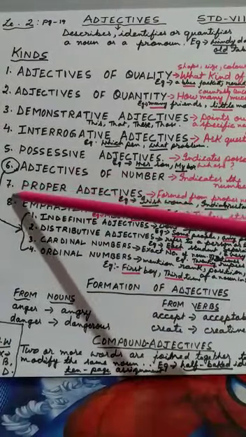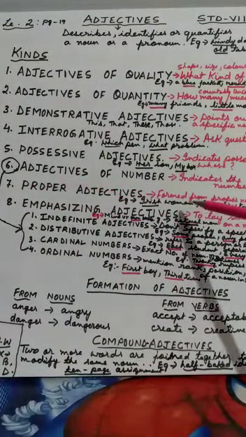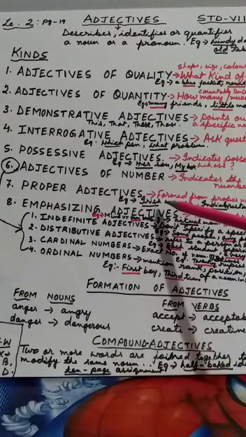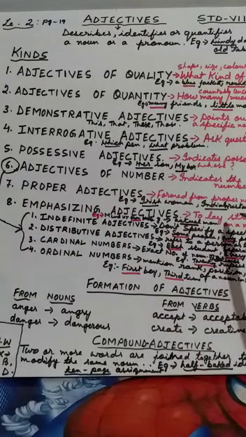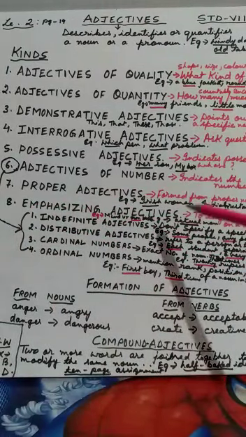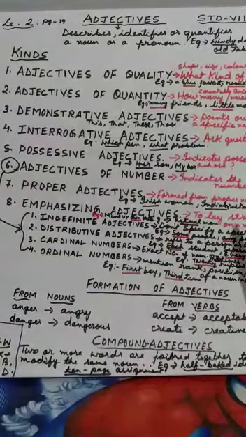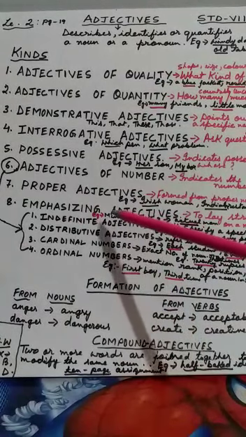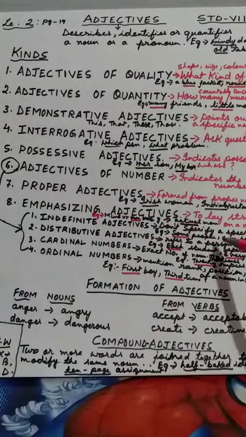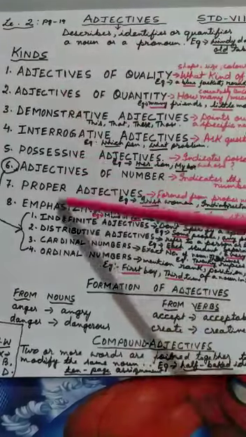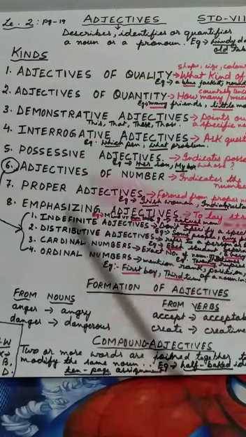Now the 7th one is proper adjective. Proper adjectives are formed from proper nouns. Proper nouns like Irish woman. So Irish is a proper adjective. Indian restaurant. Indian is a proper adjective. Then the last one, number 8, emphasizing adjectives. Emphasize means to lay stress upon something, to lay stress upon a noun. Like for example, mind your own business. So own is emphasizing. Actual man, so actual is an emphasizing adjective. So these are the 8 different kinds of adjectives.